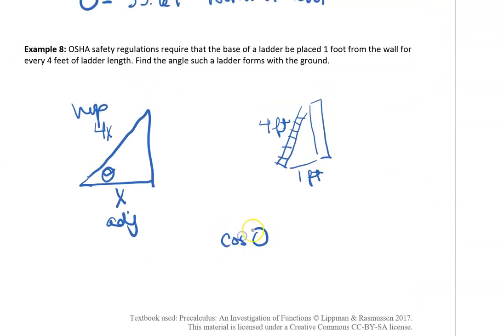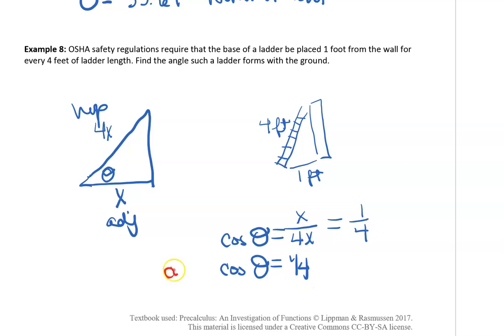So I'm going to say cosine of theta is equal to x over 4x, and that reduces to 1/4. So if I say cosine of theta is equal to 1/4, now because of my arc functions, I can arccosine both sides.